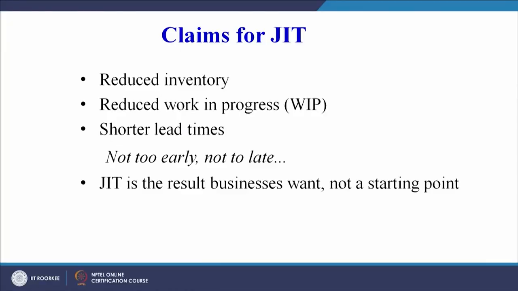Now, claims from JIT. If we apply the just-in-time philosophy, what can be achieved? So it claims to reduce the inventory, reduce the work in process. If you remember, we have seen how inventory is defined or what all materials fall under the classification of inventory in our previous week, where we have seen materials management, we have seen what is WIP. So reduced inventory, reduced WIP, shorter lead times, not too early, not too late. So whatever material is ordered, it is ordered in such a way that it arrives at our premises or at our location just in time, that is when it is required.